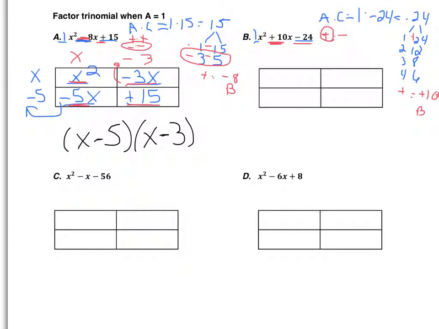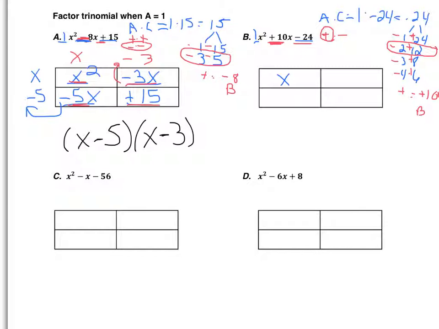So we have a positive 24 and a negative 1, a positive 12 and a negative 2, a positive 8 and a negative 3, a positive 6 and a negative 4. And then we're going to go back and look. Which of those add up to a positive 10? Well, that would be a positive 12 and a negative 2. Make 10. So let's fill in the box.